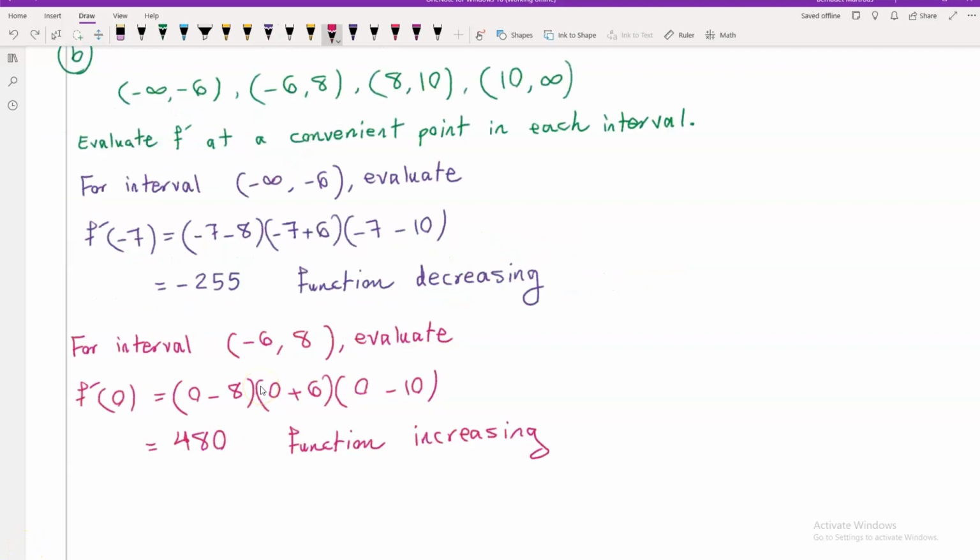Now for interval (-6, 8), evaluate f prime of 0. 0 is between -6 and 8. So here we have (0 - 8)(0 + 6)(0 - 10), and that is equal to 480. Because of having a positive number, the function is increasing on the open interval (-6, 8).